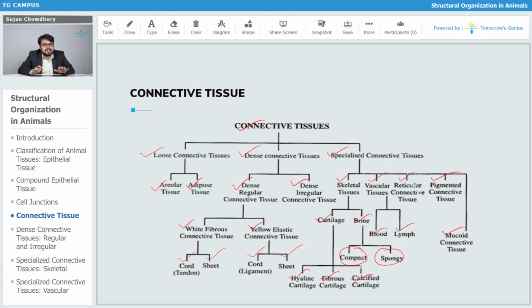So this is the detailed classification of connective tissues, where we find examples also, as for example, the blood and lymph are examples of vascular tissues, whereas there are many other types, such as the cartilages. We have hyaline cartilages, fibrous cartilages, calcified cartilages. These are the types of cartilages.